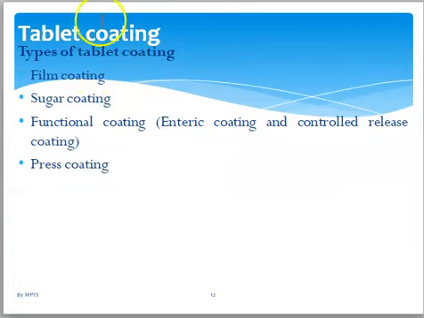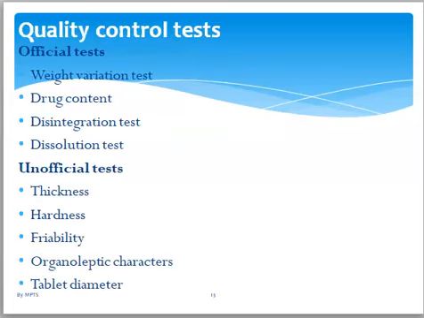There are types of coating: film coating, sugar coating, functional coating, the enteric coating. These are the ones which are used in controlled release. And then press coating. Again, all these ones are different subtopics. What are the quality control tests for tablets? These are the ones: weight variation test, drug content test, disintegration test, dissolution test, and then the unofficial ones: thickness, hardness, friability, organoleptic, and tablet diameter. So all these ones, again, YouTube can show you proper videos.